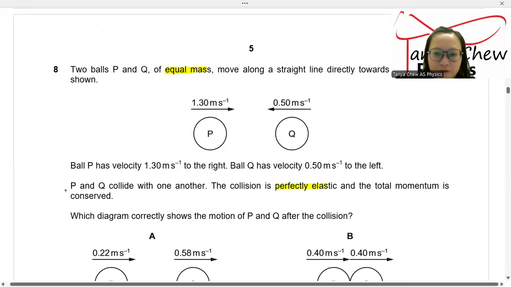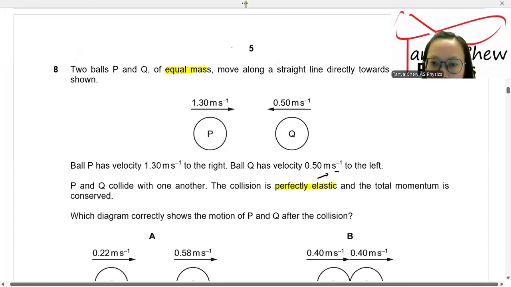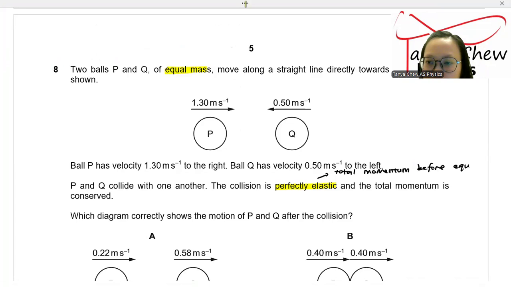When the question talks about a perfectly elastic collision, first of all, you have to remember that there are characteristics that need to be fulfilled. First one, total momentum before the collision must be equal to the total momentum after the collision. That is one condition. Second, a perfectly elastic collision also means that total kinetic energy before the collision equals total kinetic energy after the collision.